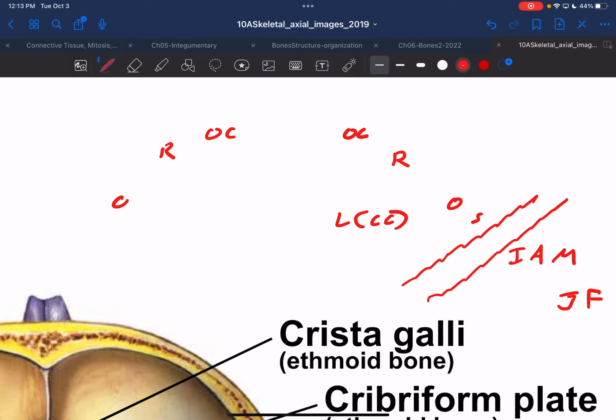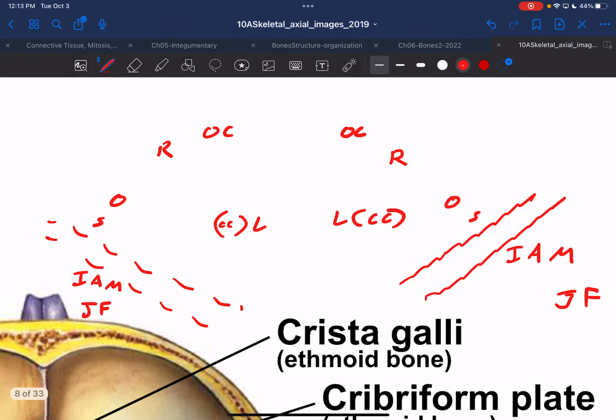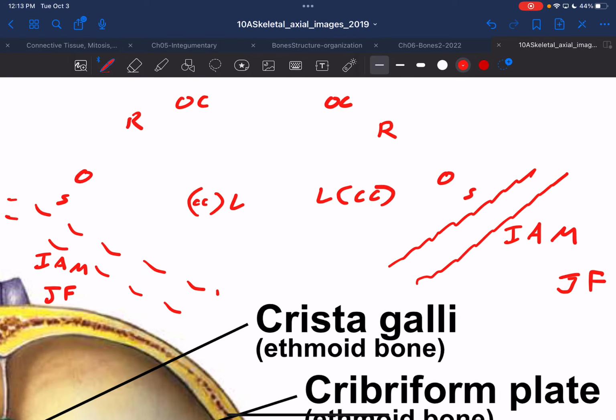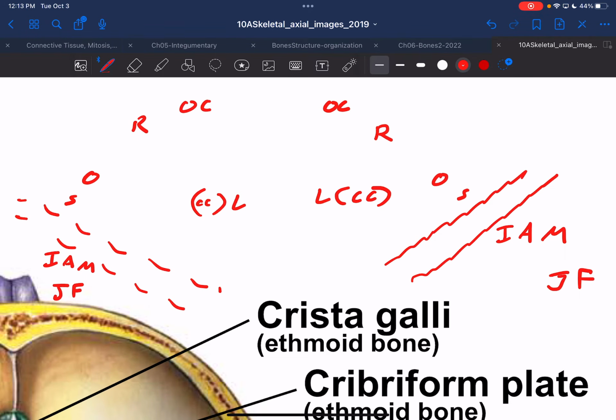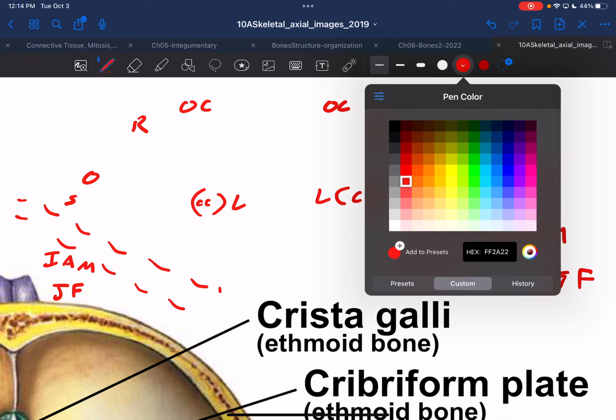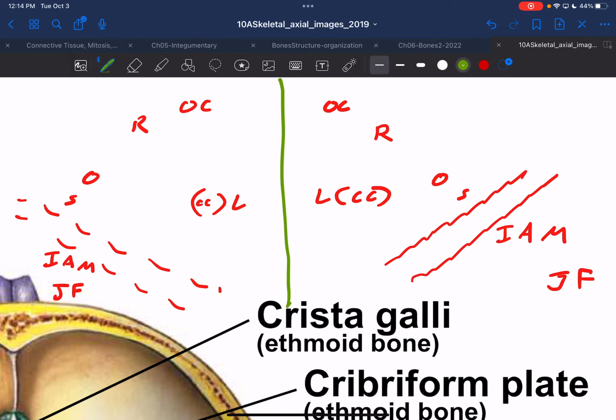So they're supposed to be even. I'm going to try my best. I just ran out of space. But they're supposed to look exactly identical from the left side. And let me do a different color here to separate my text. Here. So this would be your right side. And this would be your left side.